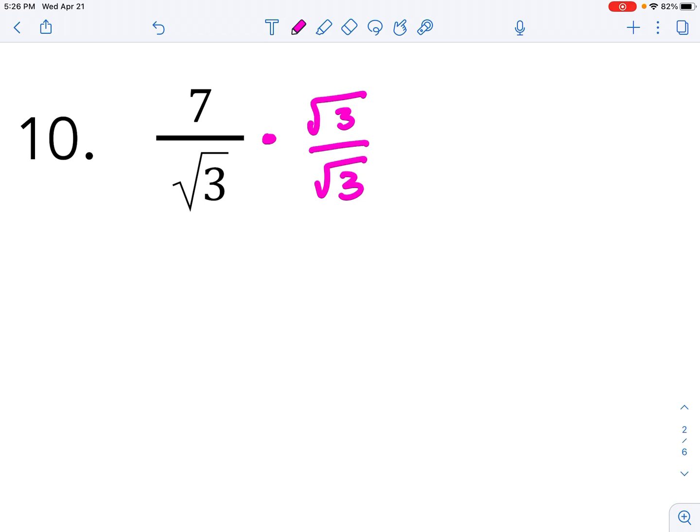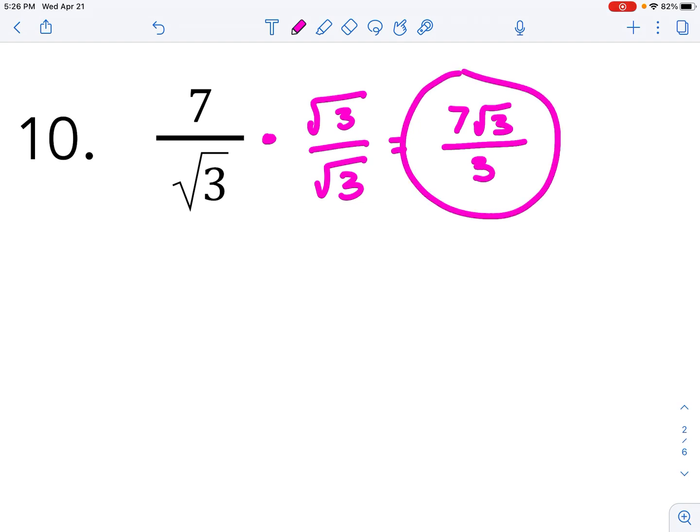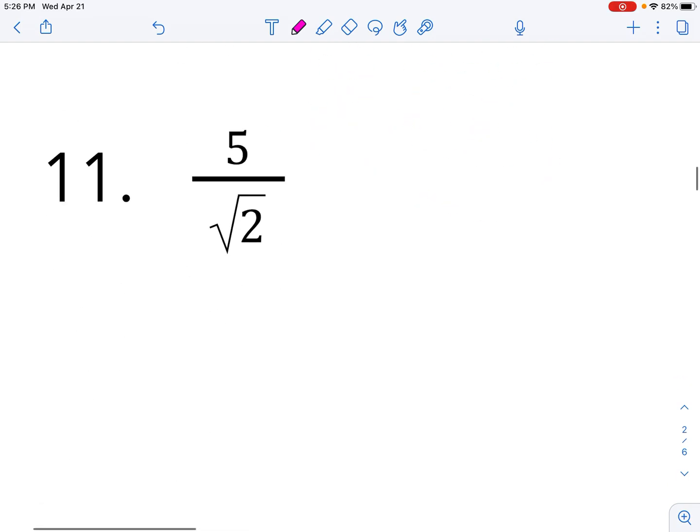That fraction there would divide into make a 1. So there's not really anything changing. It's just changing the way that it looks. So we'll have 7 root 3 on the top, and we'll have root 3 times root 3 on the bottom, which is just a regular 3, and that's the final answer for this one.